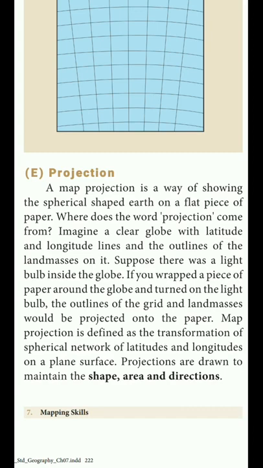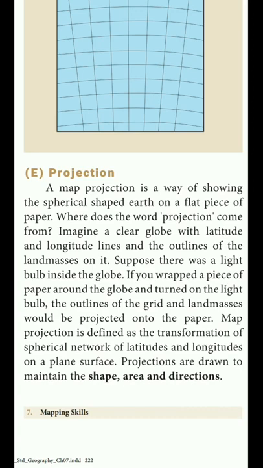That means, name the different methods to represent the earth. Okay, one method is the map and another one is the projection. So please listen. What do you know about this projection? A map projection is a way of showing the spherical shaped earth on a flat piece of paper. So map projection is defined as the transformation of the spherical network of latitudes and longitudes on a plane surface. Okay. Next, projections are drawn to maintain the shape, area and directions. Why are these projections drawn? In order to maintain the shape, area and direction.